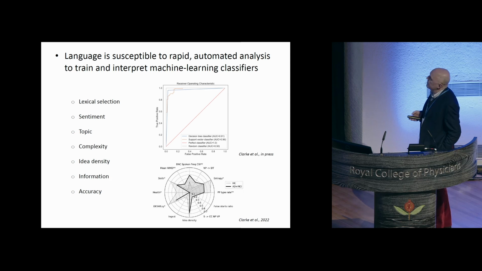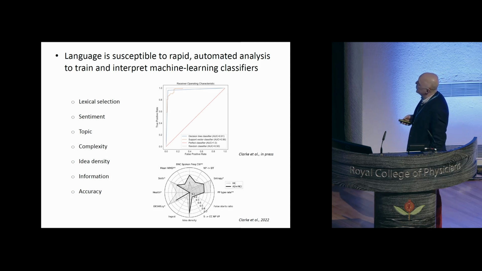So language is also susceptible to rapid and automated analysis, and it can be used to train and interpret machine learning classifiers. And we can extract from it, in the manner perhaps of a mental blood test, various variables such as lexical selection, sentiment, topic, what they talk about, the complexity of the sentences and phrases, the number of words that they use to express an idea, which goes up in Alzheimer's disease, as was demonstrated by that wonderful Nun study that was done in the 1980s, information and accuracy.